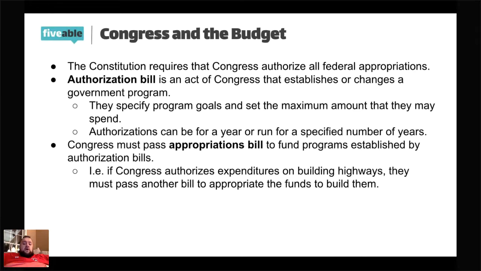So what first happens in the budget process, you get two A bills. The first is called an authorization bill, and it's basically an act of Congress that establishes or changes a government program. They specify the program goals and set out the maximum amount that they may spend. Authorizations can be up for a year or run for a specified number of years. So this is the first part of some budgeted agency getting their money.